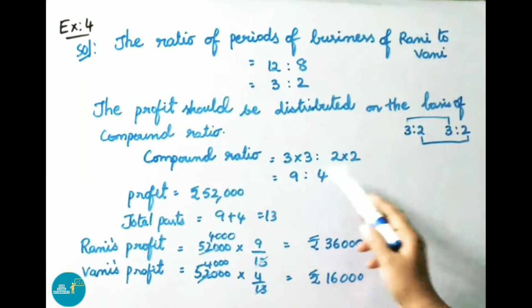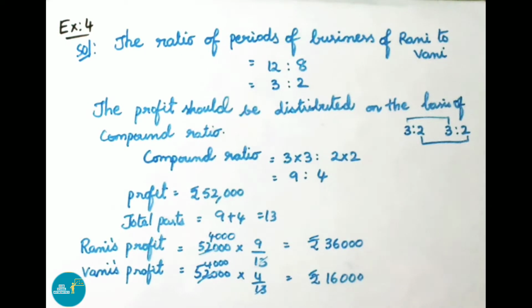Total parts is 9 plus 4, that is 13 parts. Now we have to divide this profit 52,000 rupees into 13 parts. Rani's profit is 9 parts and Vani's profit is 4 parts. So Rani's profit equals total amount 52,000 rupees into, out of 13, her profit is 9 parts. So 9 by 13. 13 ones are 13. 13 fours are 4,000 times 52,000 rupees. Then multiply numerators 4,000 into 9, that is 36,000 rupees.